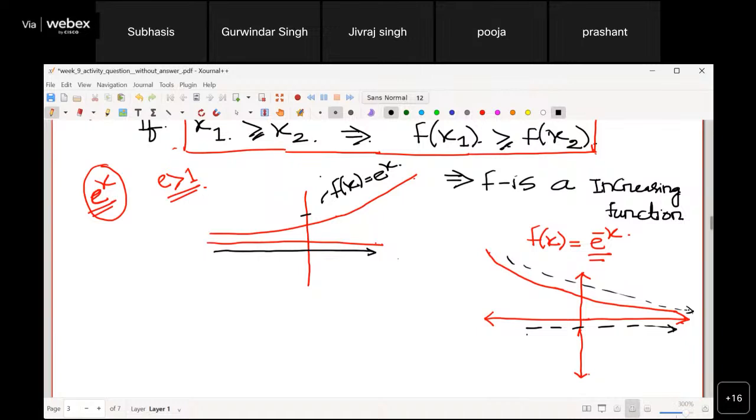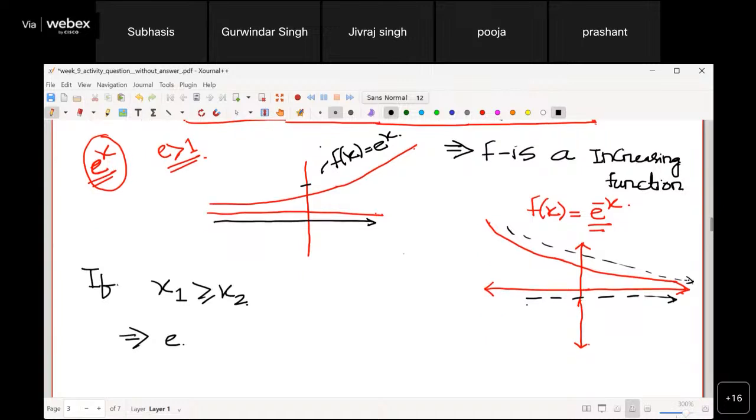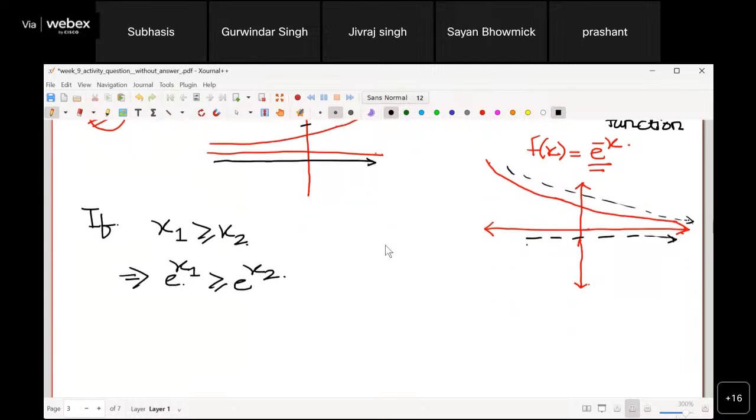So e power x is an increasing function. That means I can write, if x1 is greater than or equal to x2, that e power x1 is greater than or equal to e power x2. Correct? Yes, sir.